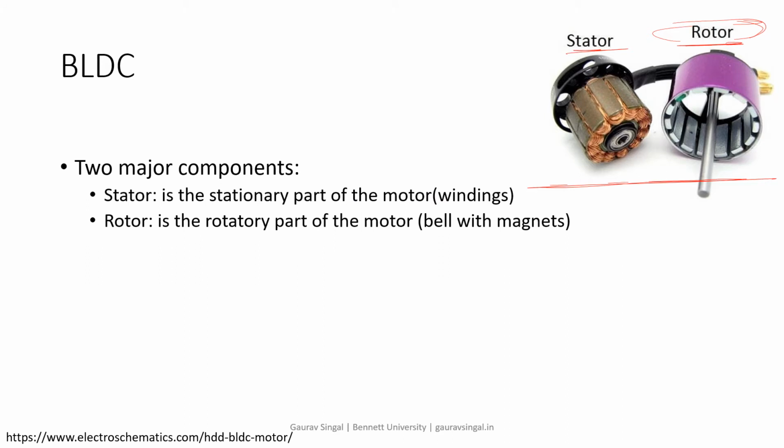So two major components, one is the stator, one is the rotor. The stator is the stationary part of the motor with windings, and the rotor is the rotating part of the motor, a bell with magnets. You can see all places are covered with magnets.